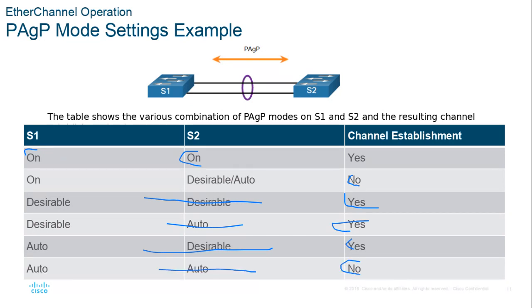Well, that's kind of strange. That's something to hang your hat on, because with our Dynamic Trunking Protocol, DTP, auto and auto will not trunk up. Yeah, that's kind of weird. Auto and desirable will. It's almost the same logic.